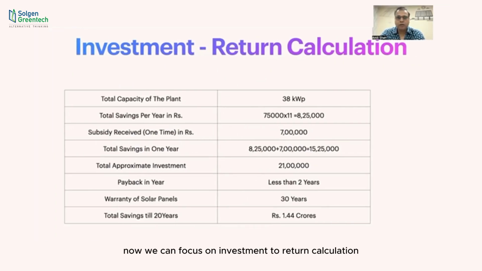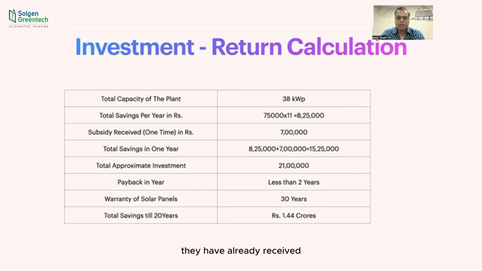Now we can focus on the investment to return calculation, wherein I've explained the ROI, return on investment calculation, in very simple terms. The total capacity of the plant was 38 kilowatt. Total savings per month, as you can see, are 75,000 rupees into 11 months, because we are excluding the monsoon month. So the savings of the year would be somewhere around 8,25,000.